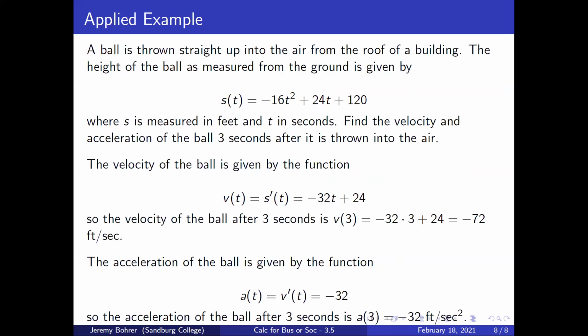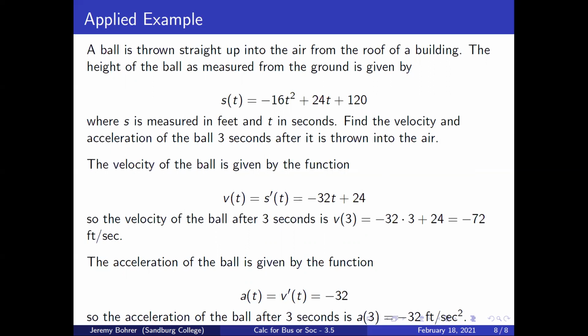A ball is thrown straight up into the air from the roof of a building. The height of the ball is measured from the ground as given by s of t equals negative 16t squared plus 24t plus 120, where s is measured in feet and t in seconds. Find the velocity and acceleration of the ball 3 seconds after it is thrown into the air.